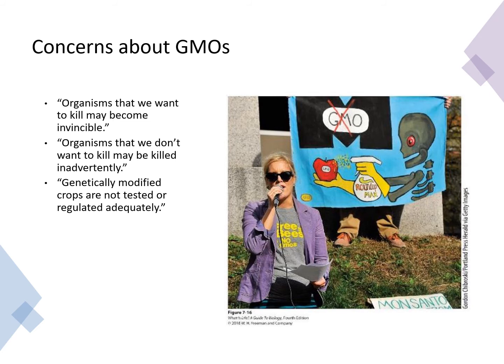The next is organisms that we don't want to kill may be killed inadvertently. I think this example is probably so close to my heart. Monarch butterflies are actually the potential on that list of organisms that can be killed that you don't want to be killed.